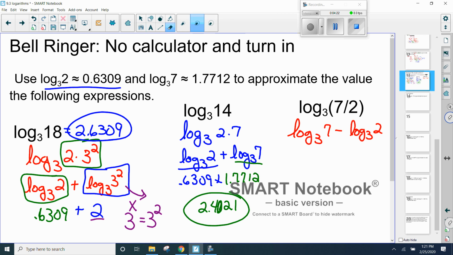All right, what's log base 3 of 7? 1.7712. And I subtract from it the value of log base 3 of 2, which is 0.6309. So if you subtract them, what do we get? 1.1403. There you go.